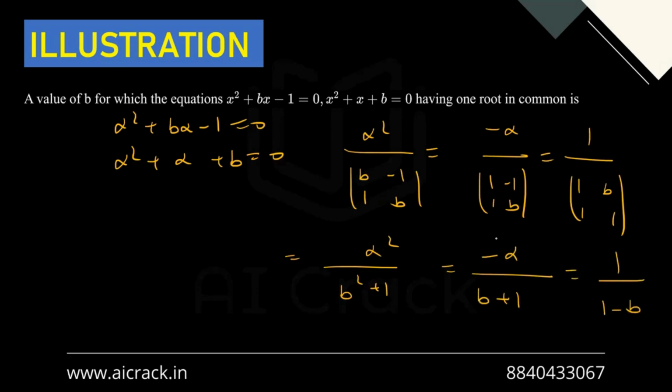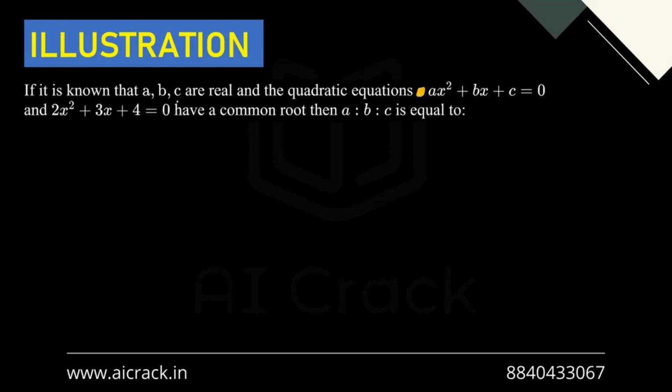Now what you have to do, you have to find out alpha from here, and you have to find out alpha square from here. You have to square this one to use that value over there, right? And then you'll get the answer for b. That's a very simple problem, right? There is no problem in that. And now let's solve this problem.